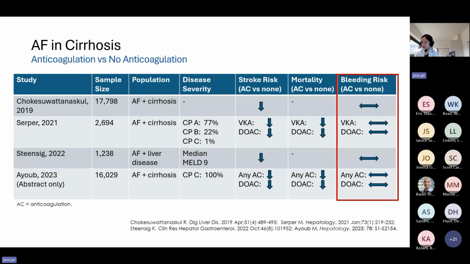Keep in mind that these are observational studies which are at risk of bias. It is likely those who are at higher risk for ischemic stroke, embolic events, and lower risk of bleeding were the patients that clinicians were anticoagulating. The studies included patients mostly with lower Child-Pugh or MELD scores, except for the final study that looked at exclusively Child-Pugh C patients. However, the last study was only published in abstract form.